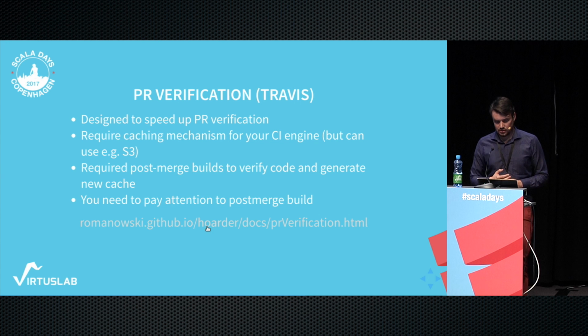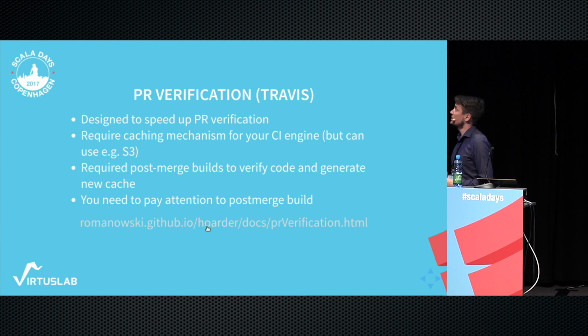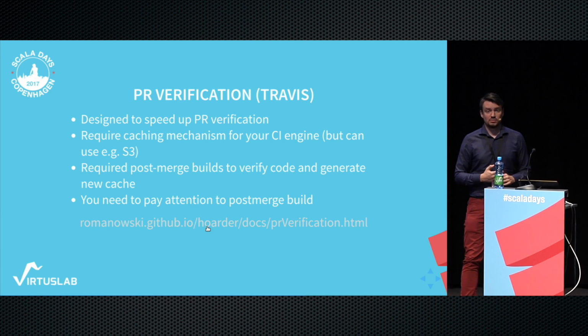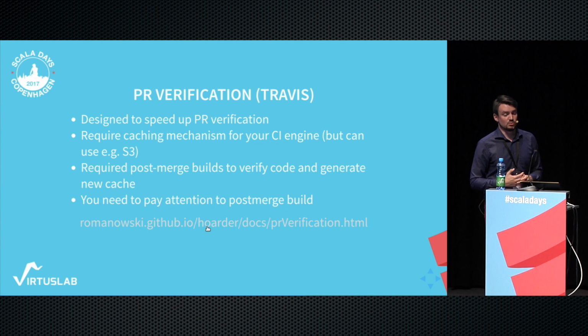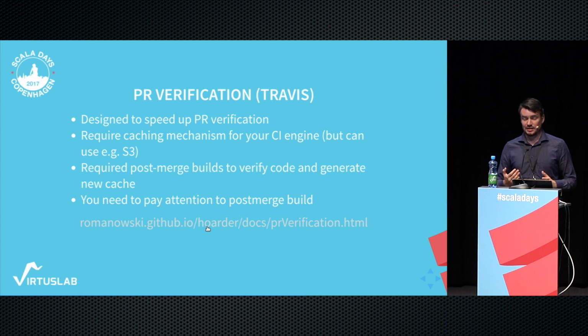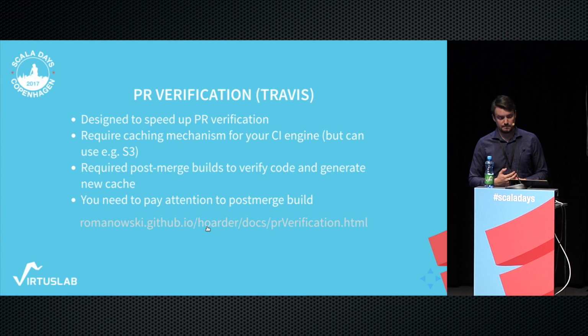The second integration I created for Hoarder is for pull request verification. You probably should be worried that I want to use the incremental compiler to verify pull requests, because we know that the incremental compiler is a heuristic. So why do I suggest you use incremental compilation for pull request verification?